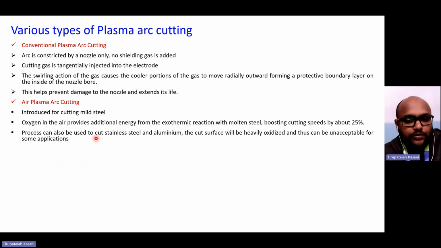This process can also be used to cut stainless steel and aluminum. The cut surface will be heavily oxidized and thus can be unacceptable for some applications. Because the direct air is taken in this machining process, the open atmospheric air contains multiple gases: nitrogen, oxygen, carbon dioxide. The cut surface will be heavily oxidized immediately after the cutting due to higher temperatures.